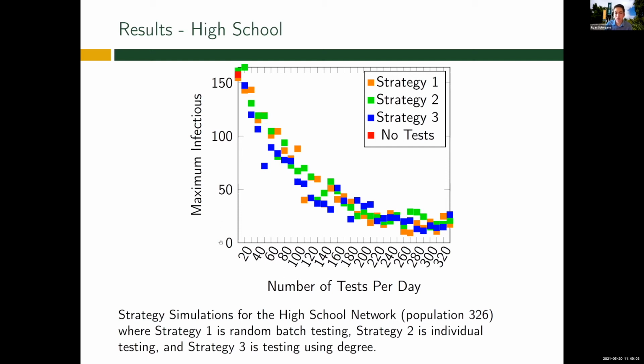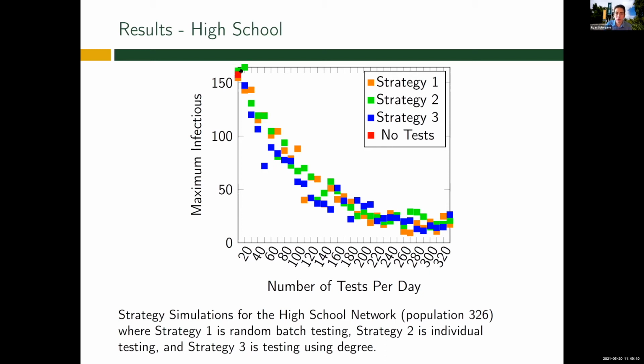So again, on the x-axis of this graph, we have the number of tests per day going from 0 all the way to the entire population per day. And then on the y-axis we have the maximum number of people infected in our simulation. If you graph the number of people in the infectious bucket, it is eventually going to peak at some point and then go down. And so the peak is what we plot here. Each plot point represents 10 simulations averaged out, so that we have a very clear outcome.